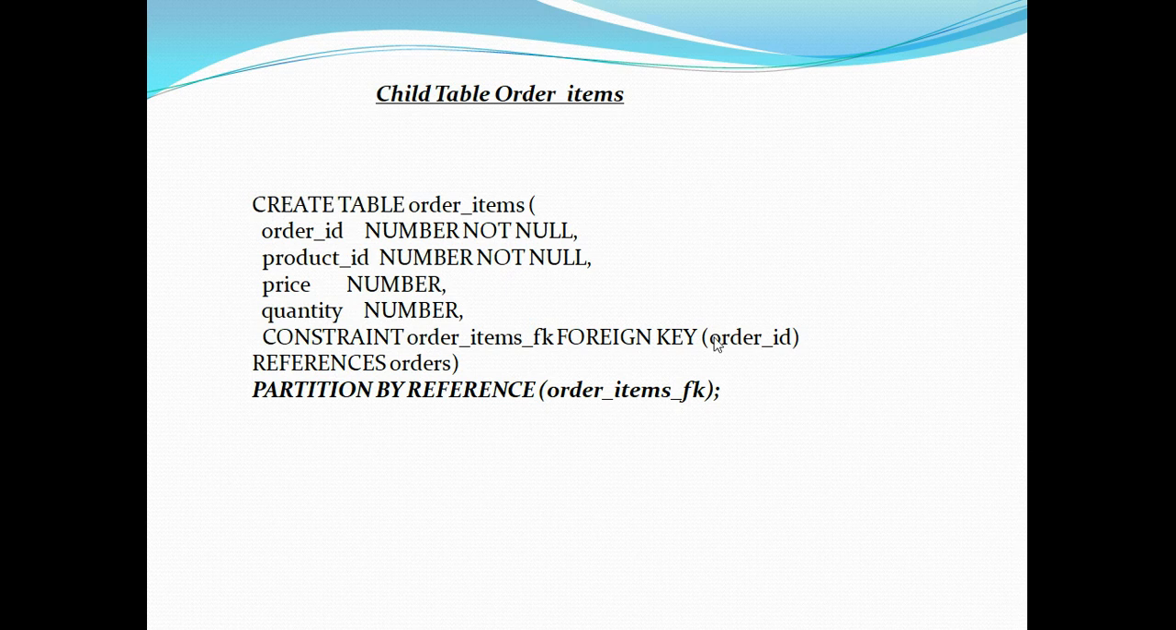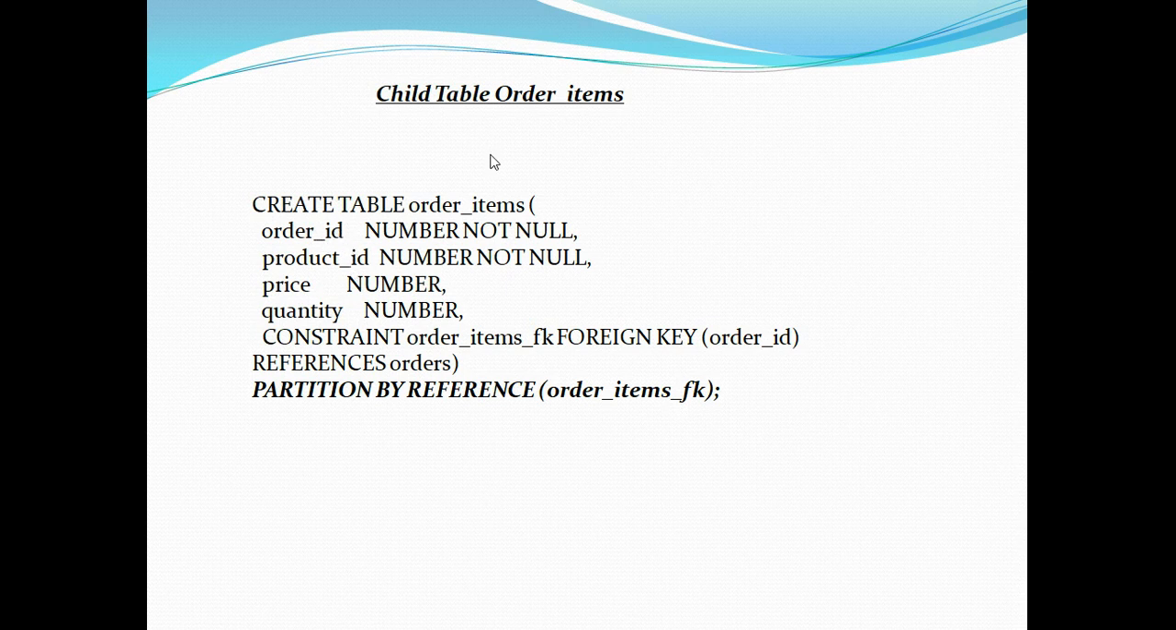And if you see, we have explicitly established a foreign key relationship on our orders table on the column order ID. Here I have highlighted in bold and italic that I am using reference partitioning on my child table, and I am going to use my foreign key relationship to form the basis of that reference partitioning.